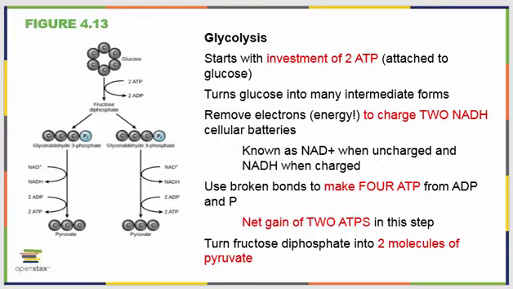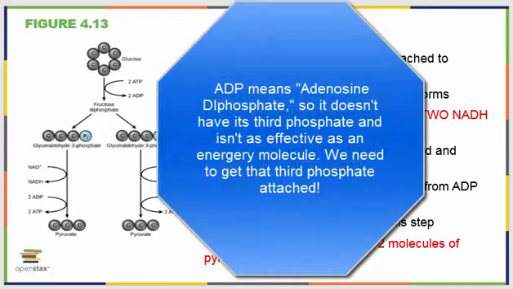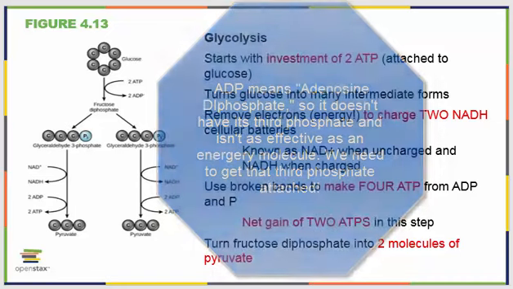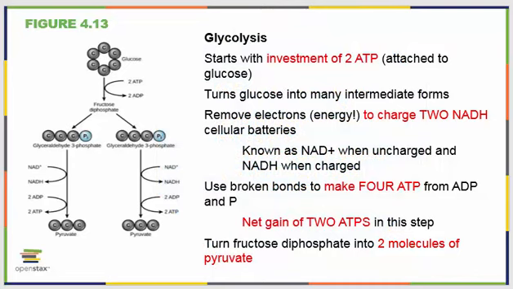The other broken bonds are also used to make 4 ATP. The component parts, the ADP and the phosphorus, are just consistently floating around in the cells, so we use the energy to push those 2 items together. So in glycolysis, we have a net gain of 2 ATPs because we had to use 2 to kick it off. At the end of this glycolysis step, your 6-carbon molecule that you started with has been turned into 2 3-carbon molecules that we call pyruvate.